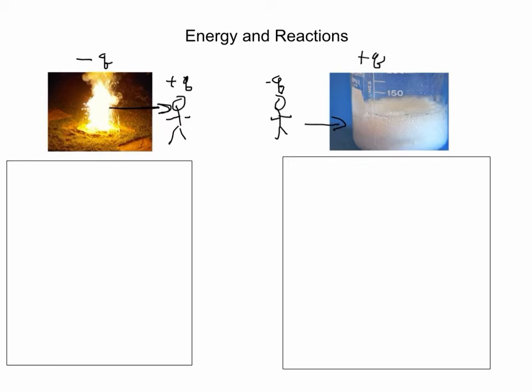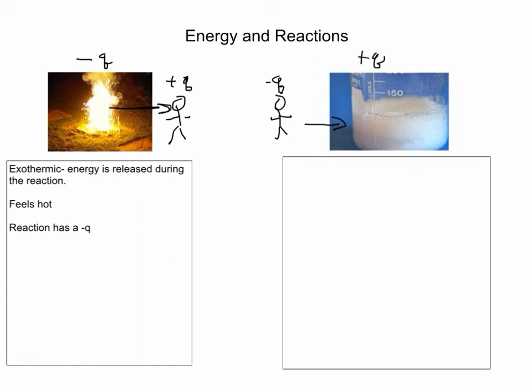We call the reaction on the left exothermic. And this means energy is released during the reaction. So how do you know if a reaction is exothermic? Well, it feels hot. And that's because the reaction has a negative Q. It is releasing energy. It feels hot to the touch. It's losing energy.